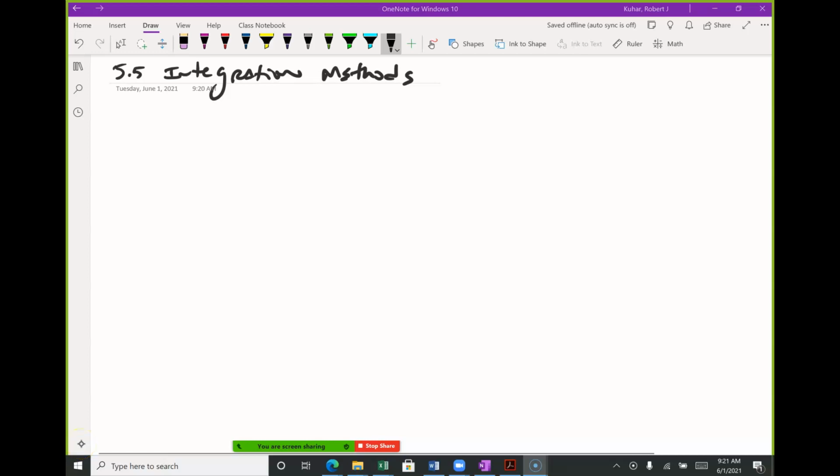So here we go. We're talking about section 5.5, integration methods. I've broken it down into a list of about 10 things you should try in order until you get a good result. Try step 1. If that doesn't work, try step 2, try step 3, that type of thing. As we move forward in chapter 5, we're going to add another 5 or so integration methods, so we'll have a list of 20 at the end.